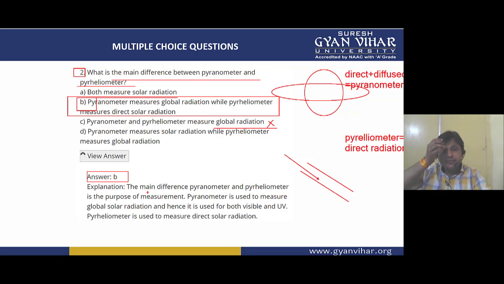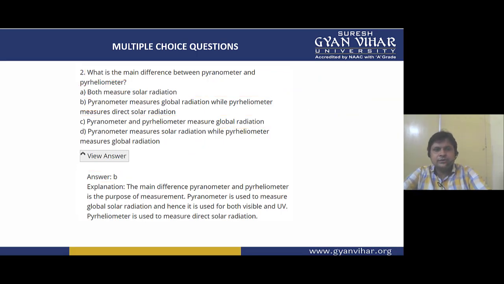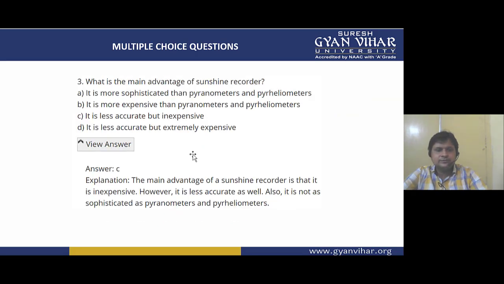The main difference between pyranometer and pyrheliometer is the purpose of measurement. Pyranometer is used to measure global solar radiations, and hence it is used for both visible and ultraviolet. Pyrheliometer is used to measure direct solar radiation. So this was our second multiple choice question. Let's move into the third one.